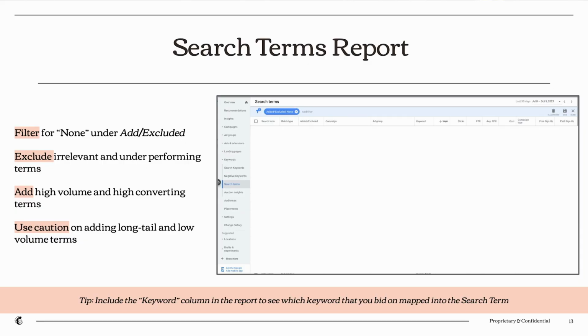Then you could also look at those high volume, high converting terms. So as I said with the top performing keywords, you might find that you're mapping in on phrase or broad match for certain search terms that are actually performing really well for you. If that's the case, you can look to add them into your account, and that way you can start actively bidding on them and making sure that you have a good presence for them.